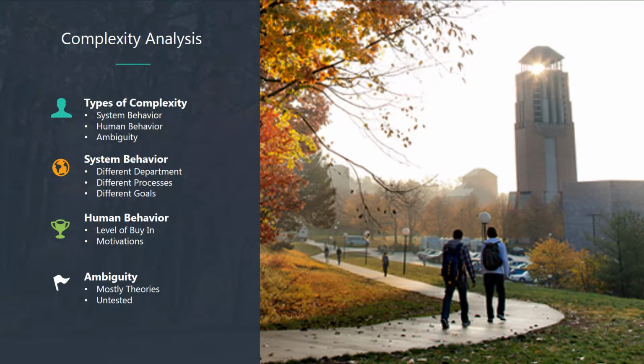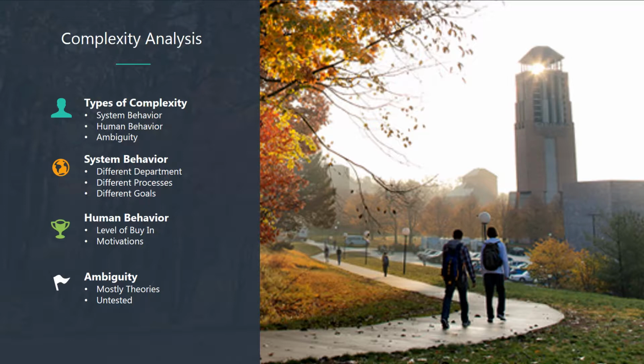So for our complexity analysis, we looked at the three different types of complexity: system behavior, human behavior, and ambiguity. To start with system behavior, Western University as a whole has a complex system because each department has its own system. Even within a department, there might be different processes depending on what the tasks are being done. Different departments have different goals. They might not all be pulling in the same direction from one department to the other.